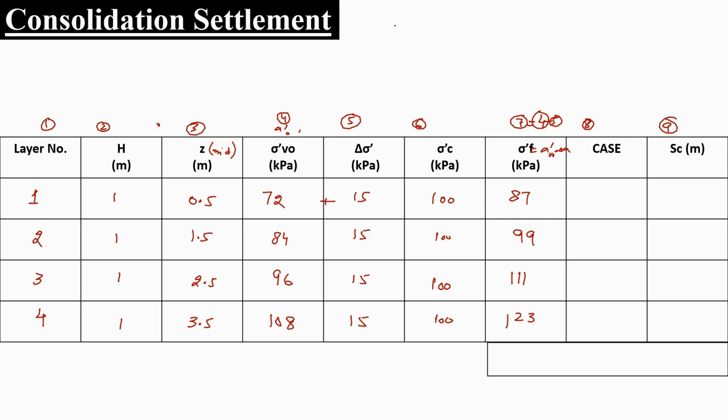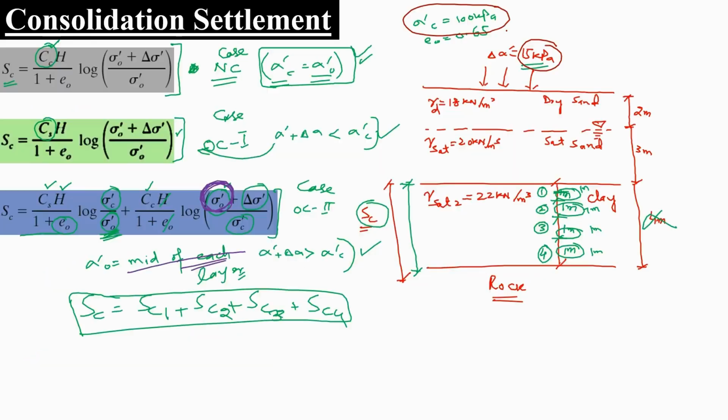Now check if there is any case for which sigma prime C is equal to sigma prime naught. For any case these two values are not equal. This is 72, this is 100, not equal. This is 84, this is 100, not equal. This is 96, this is 100, not equal. This is 108 and this is 100, not equal. It means normally consolidated case is overruled. We cannot use the normally consolidated formula. We cannot use the first formula. This formula cannot be used. So now we have only two options, formula number 1 for OC1 and formula number 2 for case OC2.